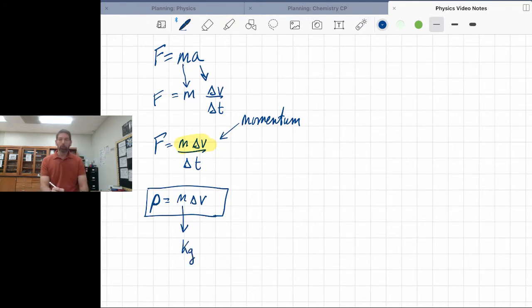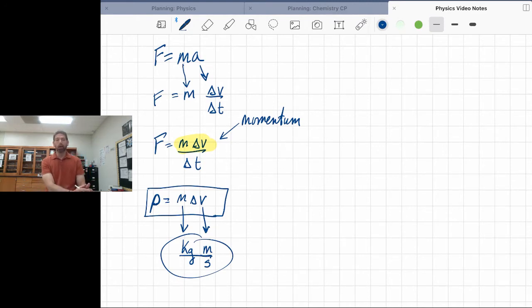We go with kilograms, because when we're looking at force, we know we have kilogram meters per second squared, right? Well, the unit for velocity is meters per second. Those two units side by side means you multiply them. So literally the unit for momentum is kilogram meters per second.